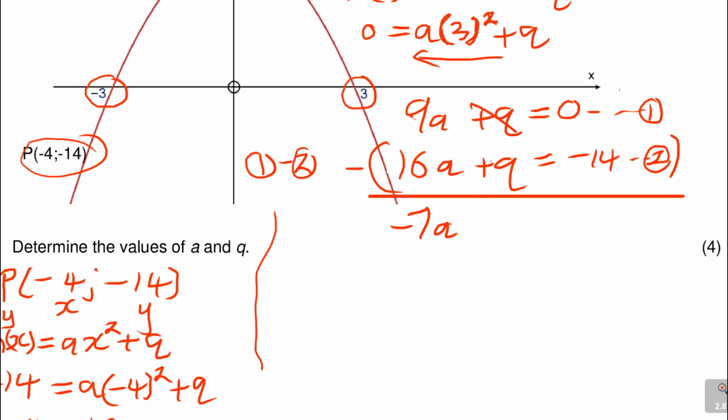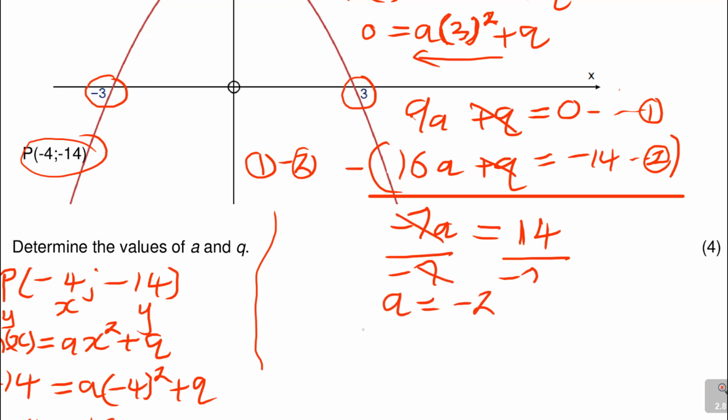Q will cancel out. Q minus Q0 is equal to, now it's 0 minus minus 14. So it's equal to positive 14. You see that? There is negative, negative, so you divide by negative 7, divide by negative 7. What is my A? My A is equal to negative 2.